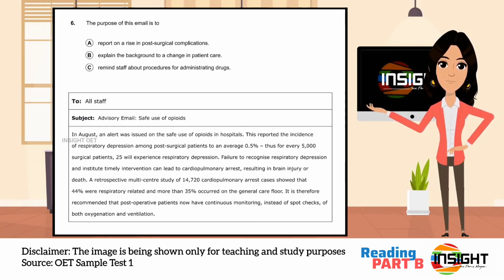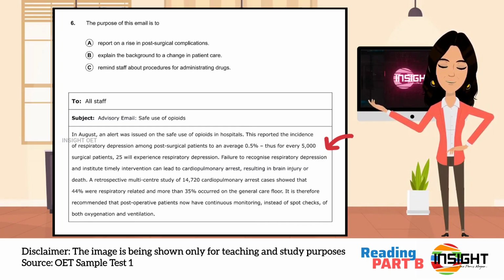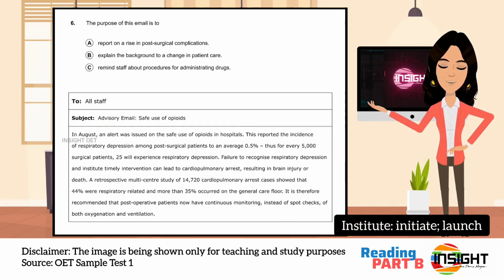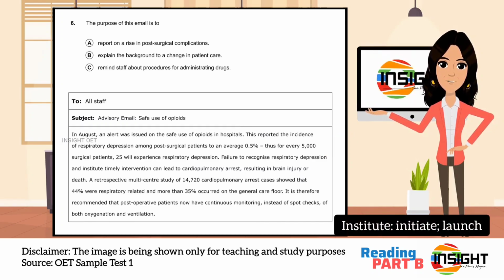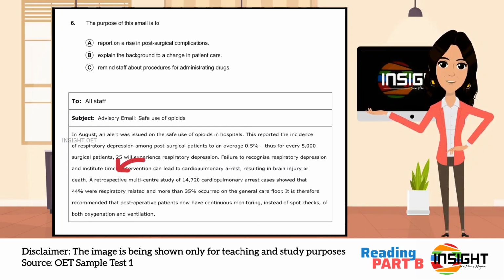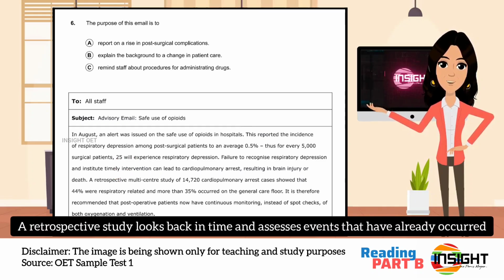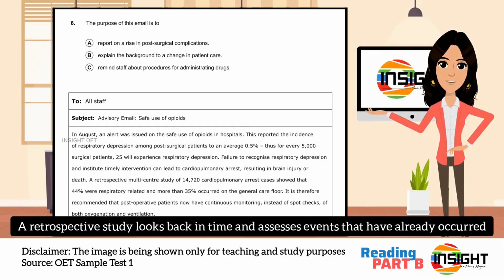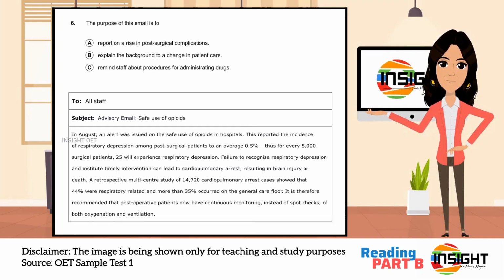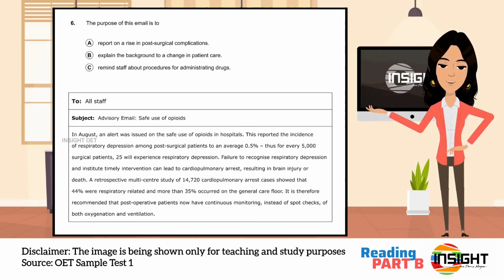If we read further, we can learn that failure to recognize respiratory depression and to institute or initiate timely intervention can lead to cardiopulmonary arrest, resulting in brain injury or death. A study looking back on 14,720 cardiopulmonary arrests showed that 44% were respiratory related, and more than 35% occurred on the general care floor. That means, based on the statistics, it is now recommended that post-operative patients have continuous monitoring of both oxygenation and ventilation, rather than spot checks.